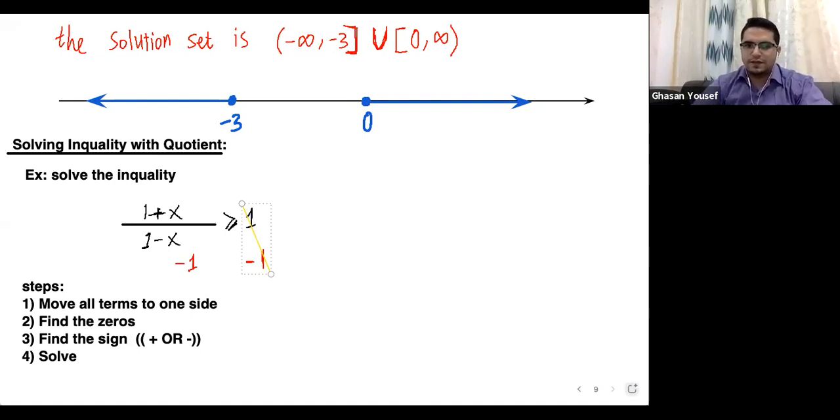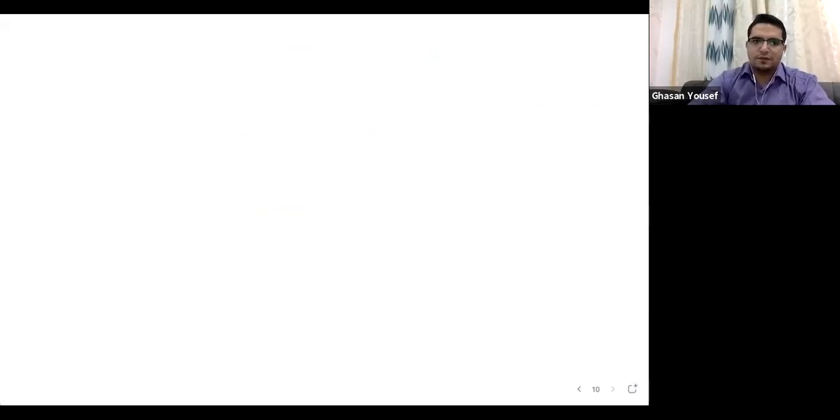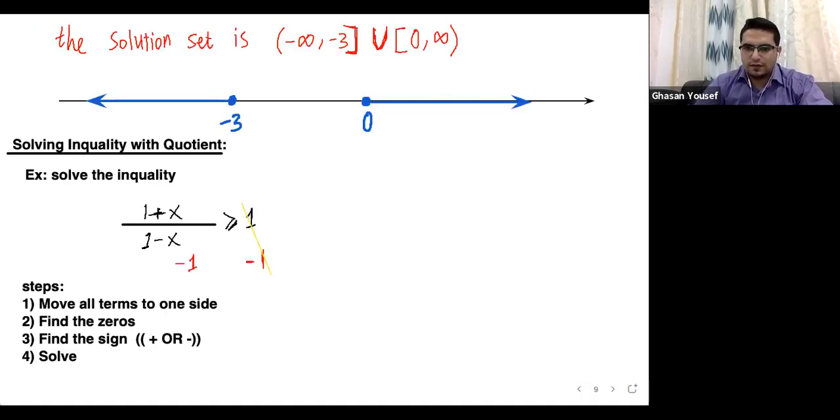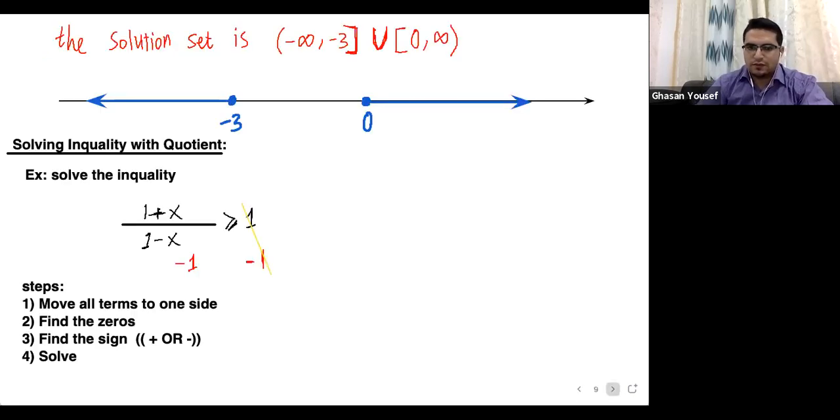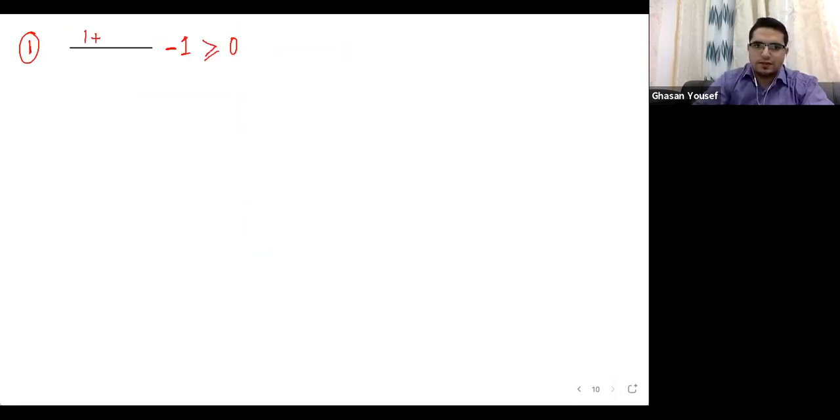So step 1, I get a quotient like this: 1 plus x over 1 minus x, minus 1, is greater than or equal to 0.